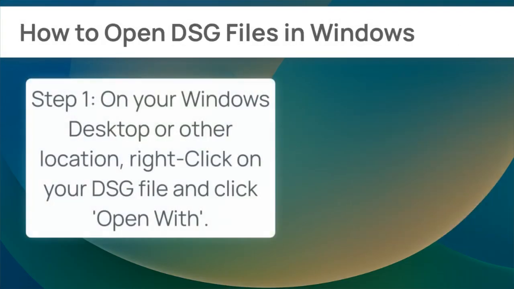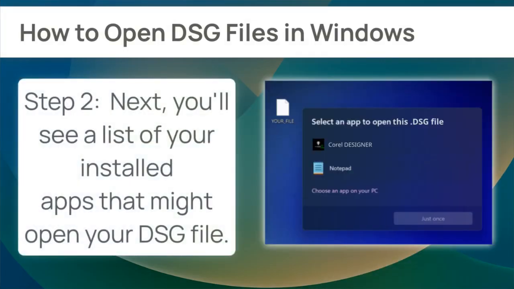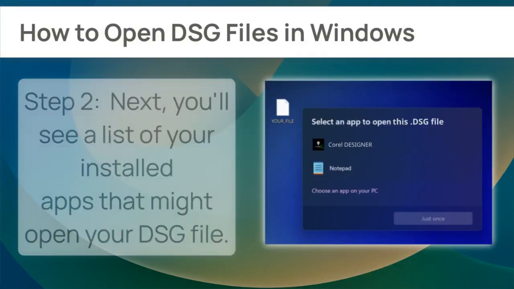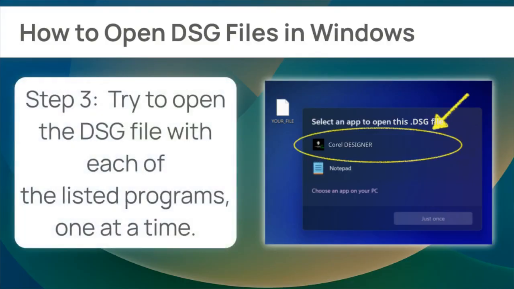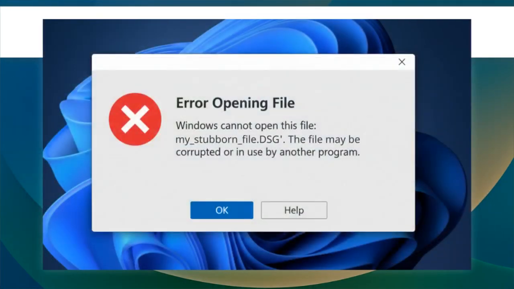The quickest way to solve the failure is testing all options. Right-click the DSG file and hit Open With. Use Corel Designer if installed. If not, choose another program. We must confirm the correct software handler. If you still can't open the DSG file, it's okay.